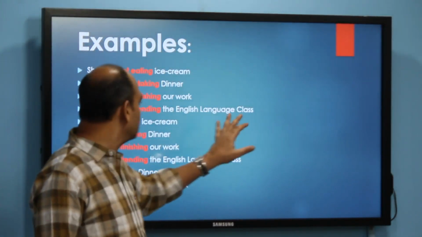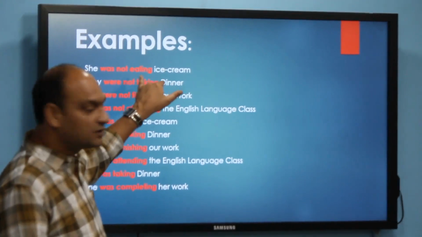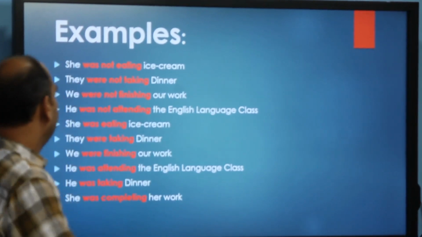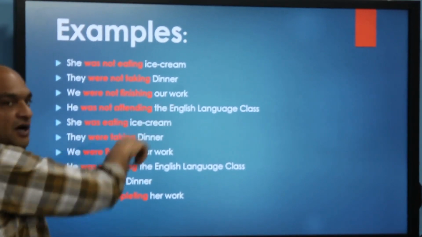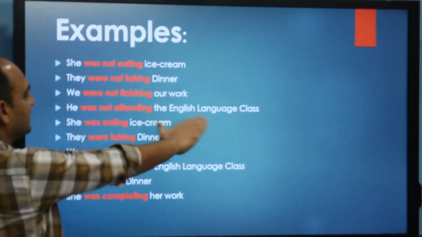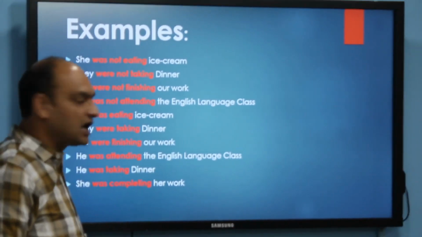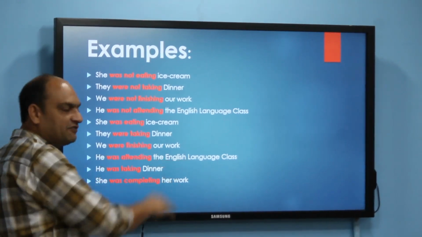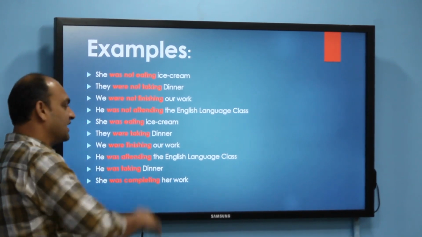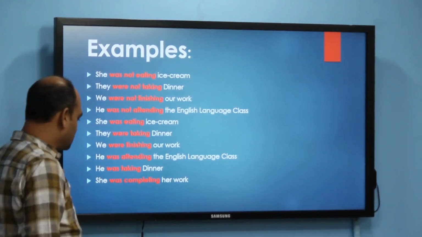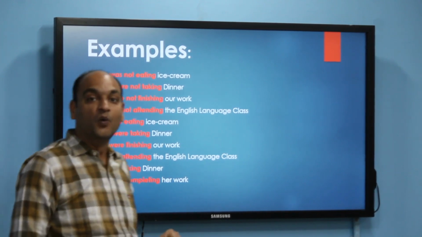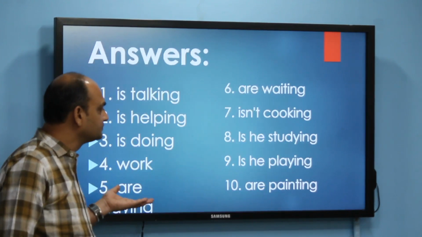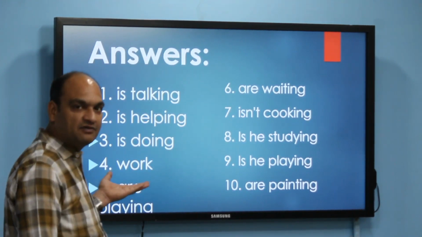She was not eating ice cream, it's a negative form. They were not taking dinner. We were not finishing our work, and he was not attending the English language class. She was eating ice cream, they were taking dinner, we were finishing our work, he was attending the English language class, he was taking dinner and she was completing her work. This is a work for you. And these are the answers, you can check them.